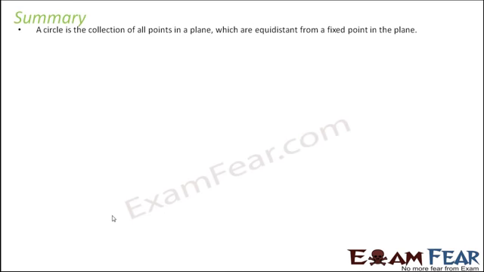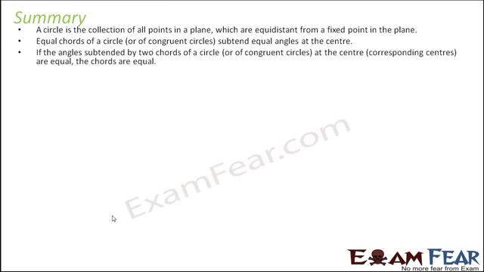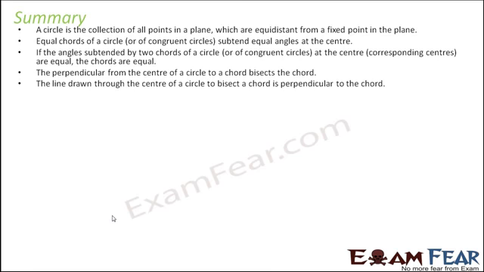Circle is nothing but collection of all points in the plane which are equidistant from a fixed point, and that point is called center. Equal chords of the circle subtend equal angle at the center. If the angles subtended by two chords of a circle at the center are equal, then the chords are also equal. You have seen that. The perpendicular from the center of a circle to the chord will bisect the chord. And the converse is also true, that is the line drawn from the center to the circle, if it bisects the chord, then it is perpendicular to the chord.